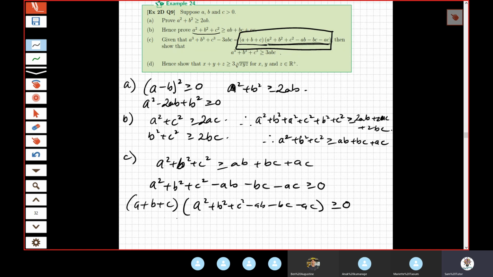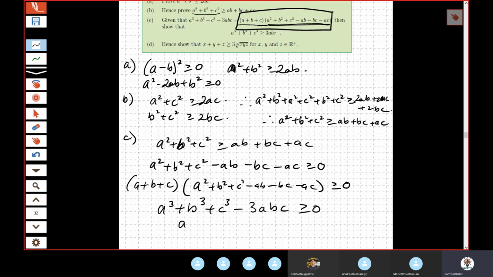But what do you know now about this left-hand side? What is the left-hand side equal to? a cubed plus b cubed plus c cubed minus 3abc. I'm sure we can all see I am finished. a cubed plus b cubed plus c cubed is greater than or equal to 3abc.